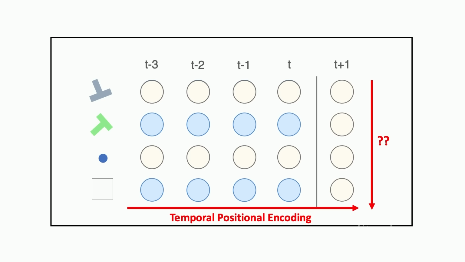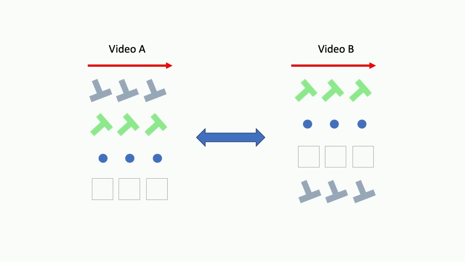And if you are masking multiple objects, the model might not know what to predict, because these slots do not have object identity. Video slot attention can keep the temporal consistency inside the video itself. For example, video A has consistency with the object order, but we cannot guarantee that video A and video B have the same order of objects.